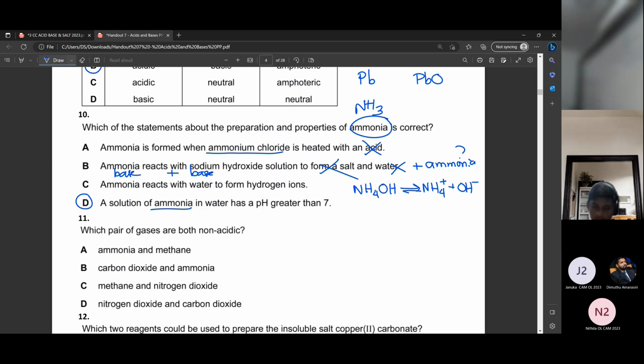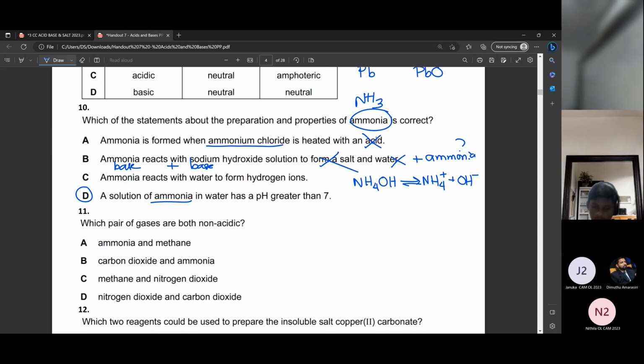Okay. Which pair of gases are both non-acidic? That is again a tricky question. What is meant by non-acidic? Let's say I'm going to say Abhishek is not a bad boy. Does it mean that he's a good boy? No, he can be neutral or a good boy.